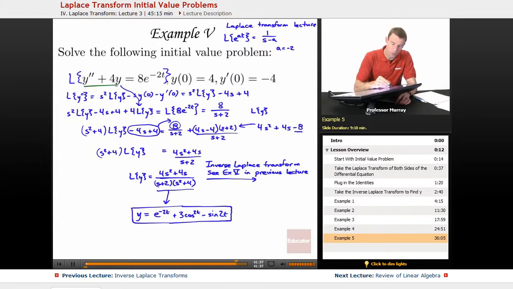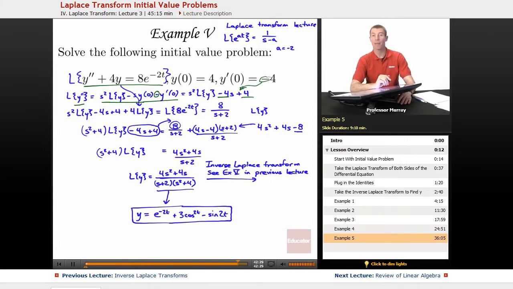We took the Laplace transform of both sides, which meant we had to figure out L of y double prime. Well, we have this identity from the beginning of lecture, which always works: s squared L of y minus s y of 0 minus y prime of 0. And now we fill in our values for y of 0 and y prime of 0, which is 4 for y of 0 and negative 4 for y prime of 0. Of course, the negative 4 turned into a positive 4 because that negative sign canceled with that negative sign, and they gave me a positive there. And then we plug that back into the differential equation: s squared L of y minus 4s plus 4. And then that 4y gave me that term right there.